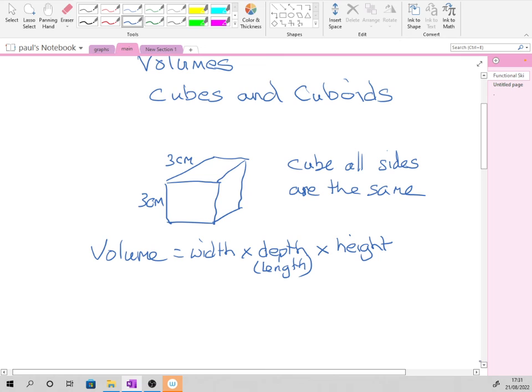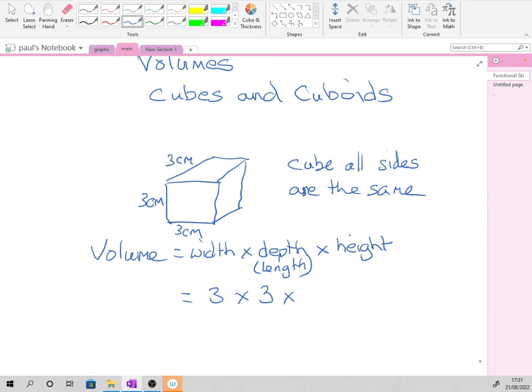So we've got 3 over there, 3 high, and 3 there. Whichever words you're going to use, it's going to be 3 times 3 times 3, which is 27. And of course, it's going to be centimeters, but this time we're going to put a little 3 there, and this means cubed.